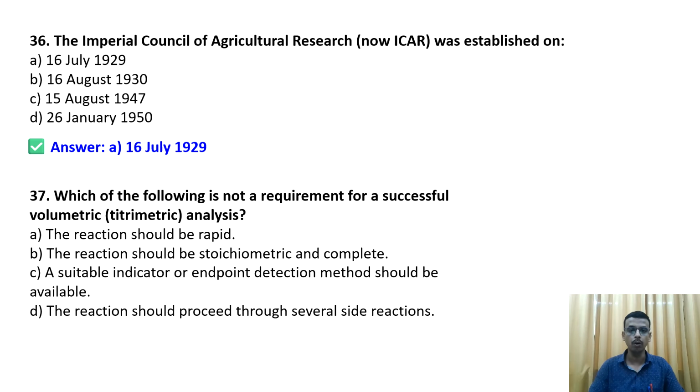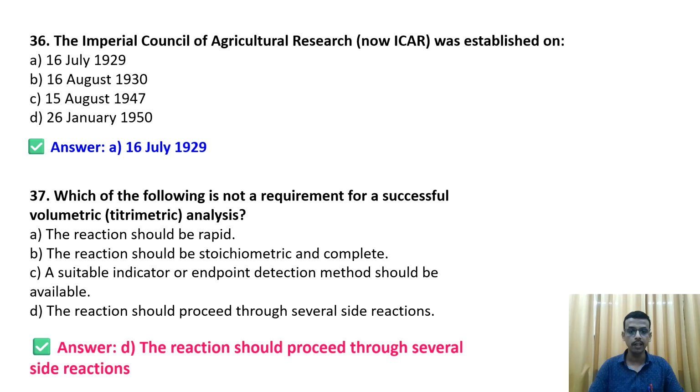Which of the following is not a requirement for a successful volumetric titrimetric analysis? This is very important. The reactions would proceed through several side reactions. This is not okay. That is the one which is not a requirement. The rest are requirements: the reactions would be rapid, and the reactions would be stoichiometric. What is stoichiometry? It means you need to calculate the amount of reactants and products involved in a balanced chemical reaction. That is called stoichiometry, so this would be there.